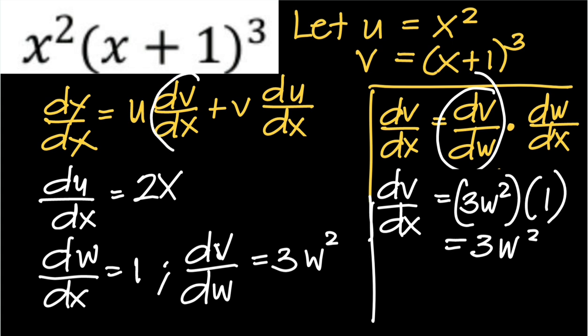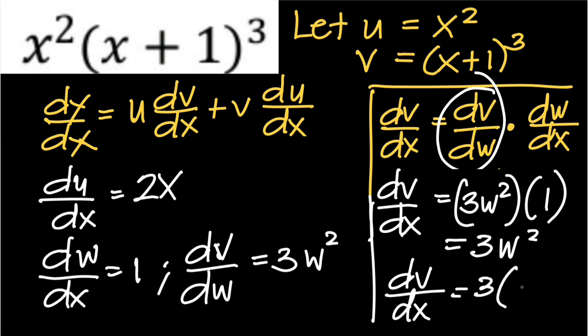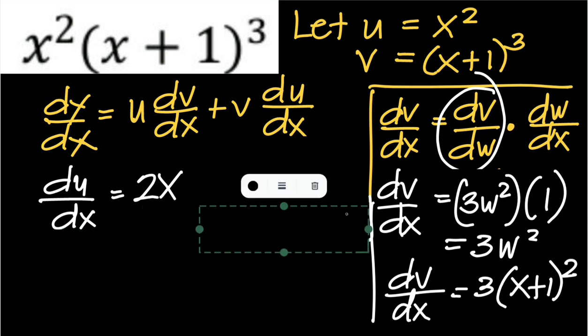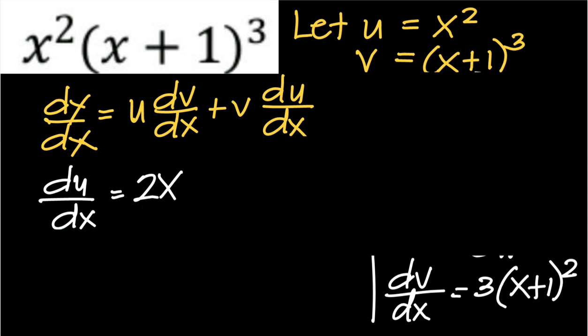Now we already have dv over dx and du over dx, so now we can solve for dy over dx. And by the way, we need to plug back in the value of w, which is x plus 1. So dv over dx is equal to 3 times x plus 1 squared. Now let's solve dy over dx. So we just plug in everything.